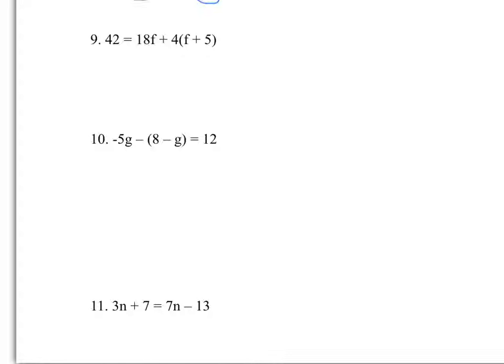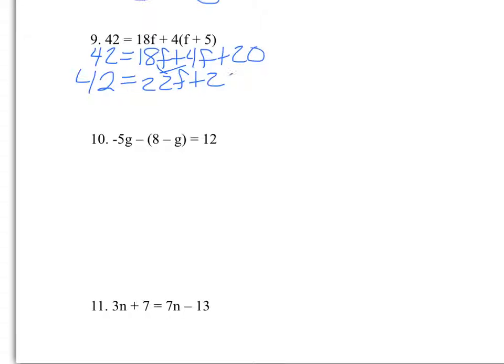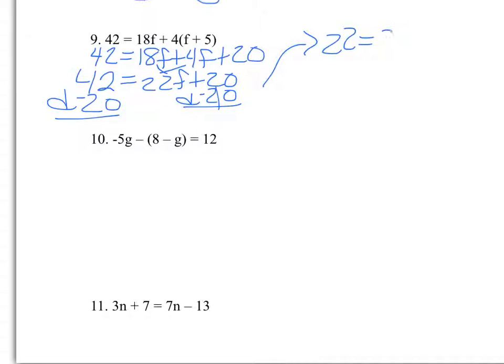9, we have like terms and parentheses in this problem. 42 equals 18f plus 4f plus 20. 42 equals 22f plus 20. I'm going to add negative 20 to each side. 22 equals 22f. Divide by 22 on each side. And I get f equaling 1.